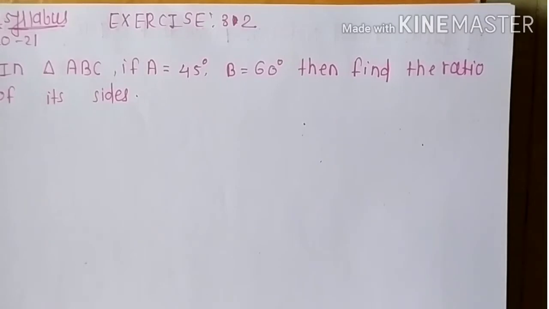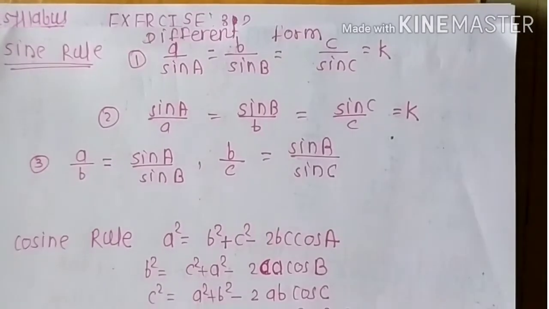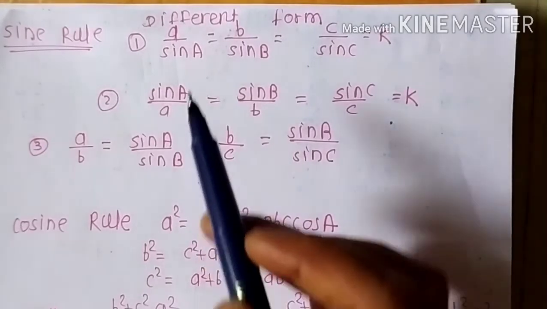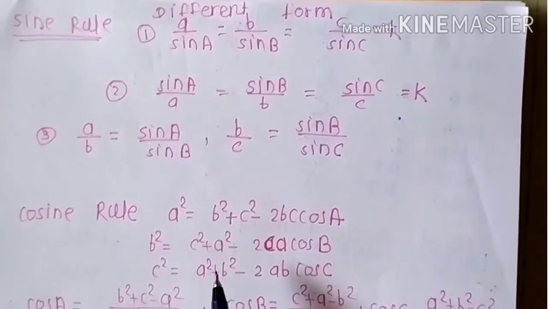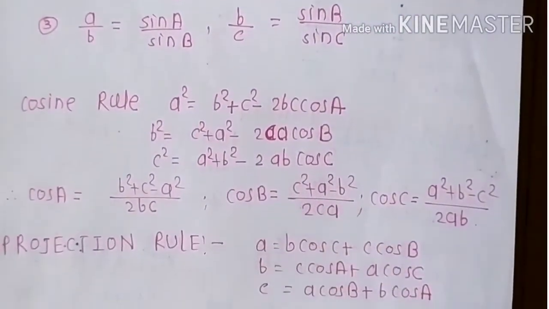In the last video we already studied questions number 1 and 2 of exercise 3.2, to find the Cartesian and polar coordinates. Here we see examples depending on the sine rule, cosine rule and the projection rules. To solve the examples from question number 3 onward, we have to use the sine rule result, that is, a different form of the sine rule. You have to remember these three forms as well as the cosine rule and the projection formulas.